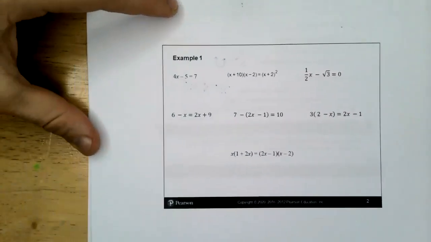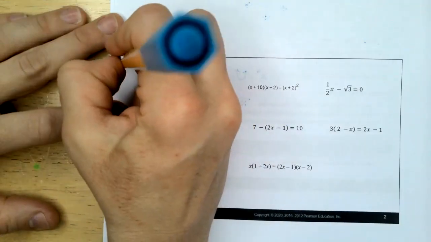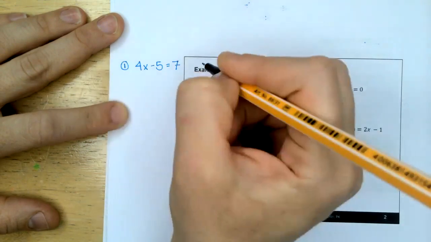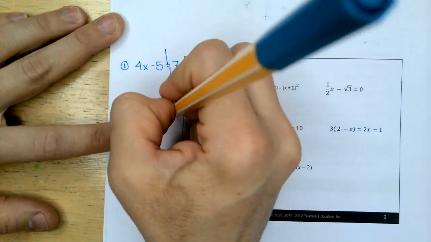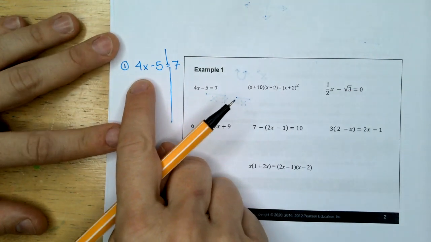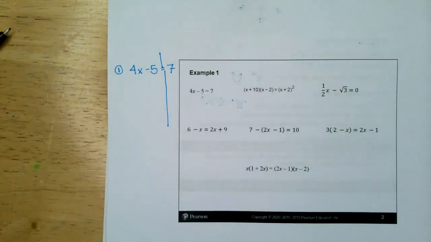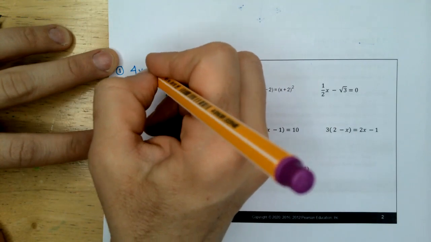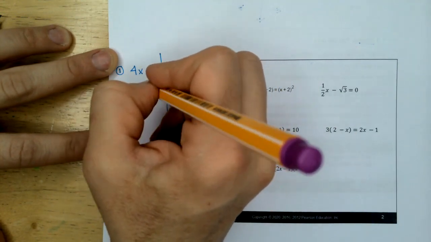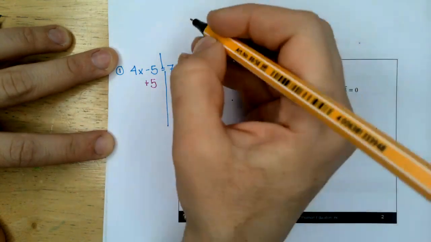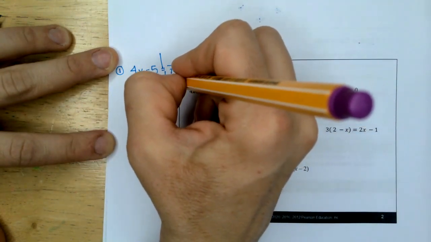Number 1 is 4x minus 5 equals 7. Again, it said to use inverse operations to solve for x, or to solve for whatever that variable may be. Do the addition and subtraction first. So x is being multiplied by 4, and then 5 is being subtracted from it. So I'm going to add 5. Anything I do to this side of the equation, I have to do to the other side.